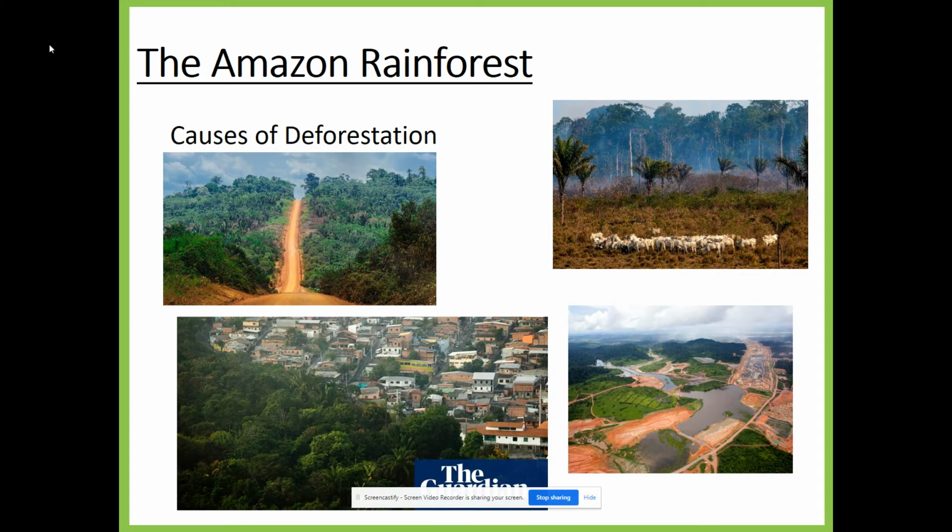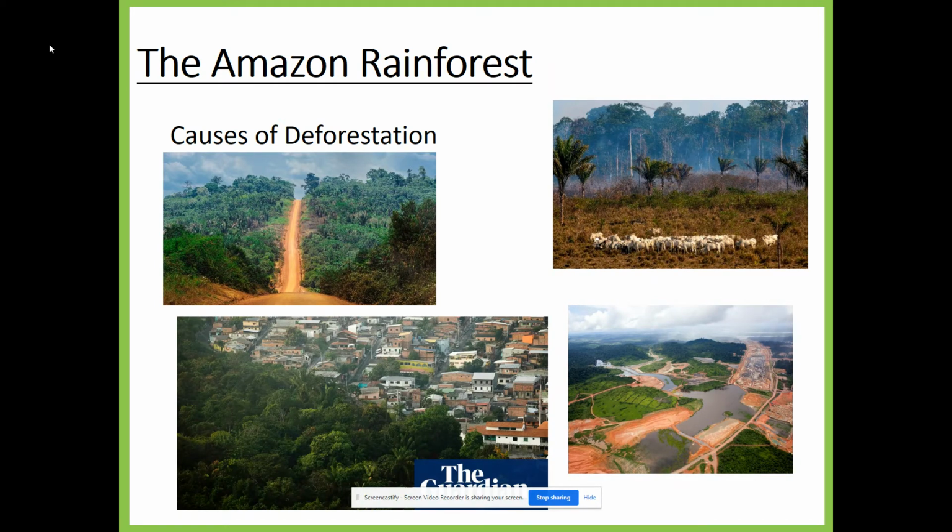A third cause of deforestation in the Amazon is road building. If you ask me personally, this is what I would consider the most significant cause of deforestation in the Amazon rainforest. Now, it's where trees are cleared in order to build roads.